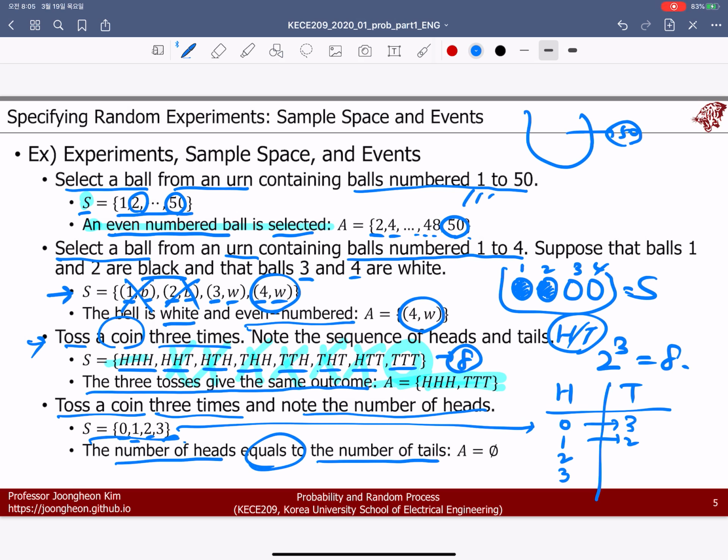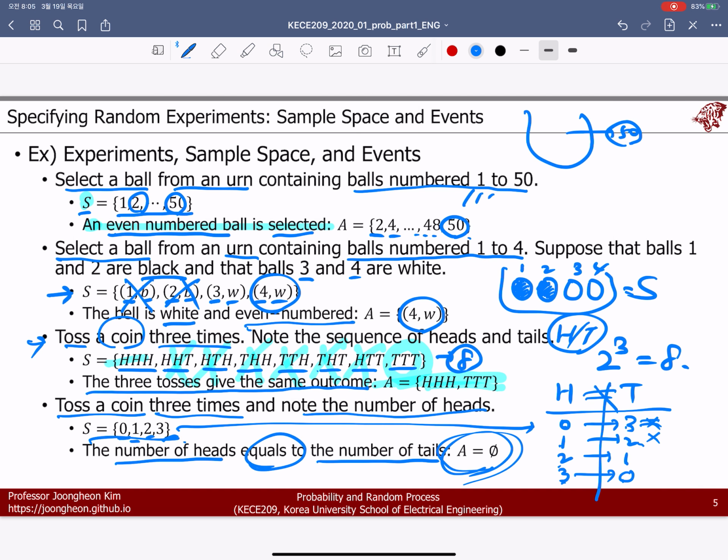If we saw head 2 times, then we may be able to see the tail 1 time only. If we see head 3 times, then we may not be able to see the tail at all. This becomes 0. So every single time, they are not the same as each other. So 1 and 3, not the same. 1 and 2, not the same. 2 and 1, not the same. 3 and 0, not the same. That's why we have nothing. So our event is the empty set. So it's very easy, okay?